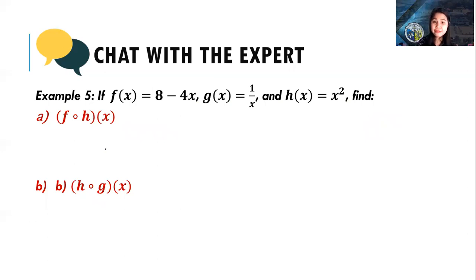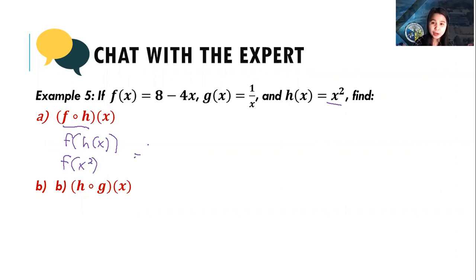F of h, okay. If you'll see, there are 3 given functions: f of x, g of x, and h of x. So you need to be very careful what function is being asked. For example, f composed with h. So that's f of h. What's our h? x squared. So f of x squared.